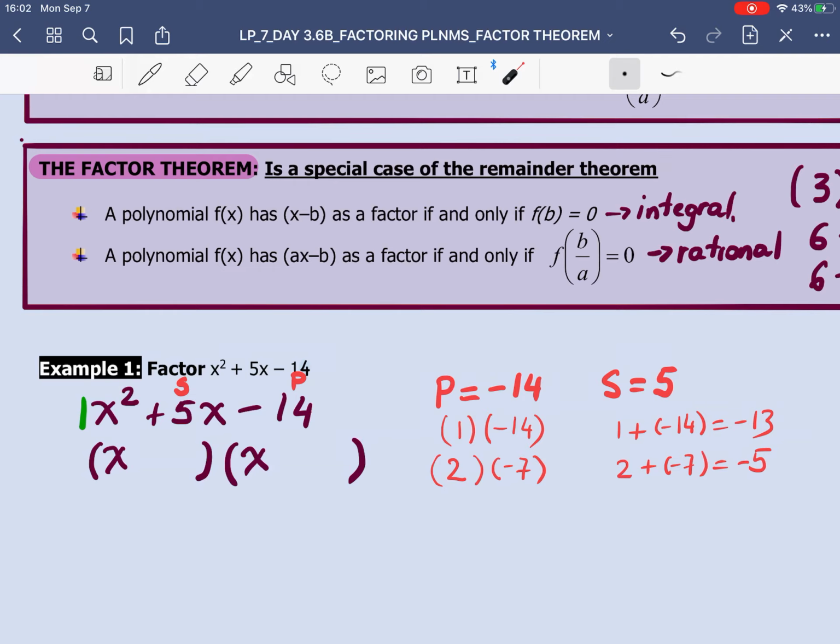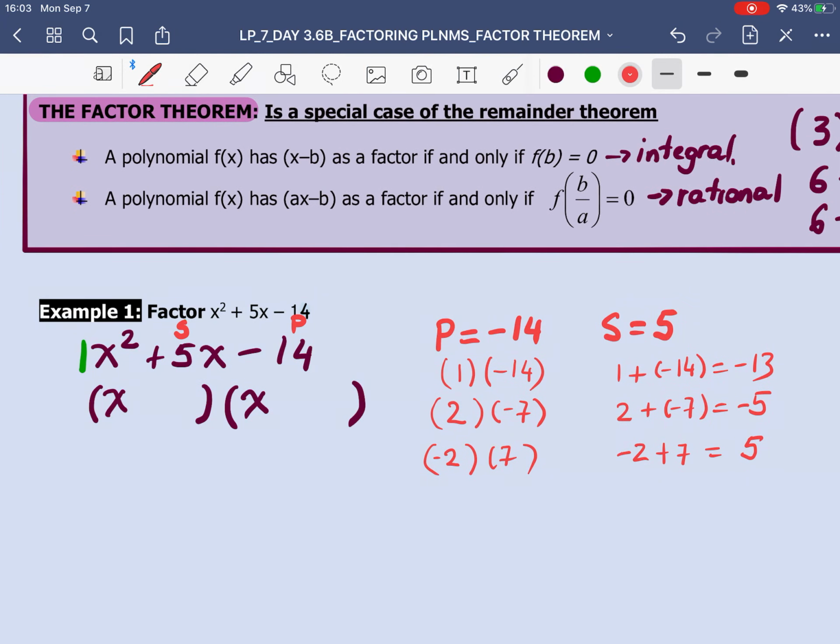All we have to do is switch the signs around here. So we're going to say negative 2 times positive 7. So that would equal negative 2 plus 7, or positive 5. So we've hit the jackpot here, and the two numbers are negative 2 and positive 7. And we said that the order won't matter if you write negative 2 here or in the second set, and vice versa for 7.